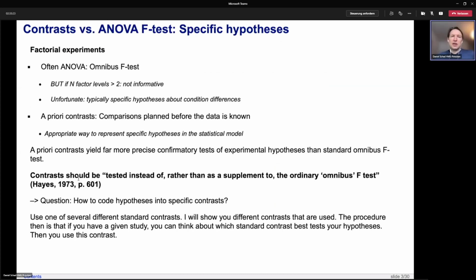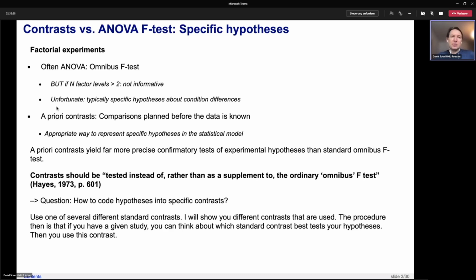So contrast versus ANOVA F-test. In factorial experiments, where you have factors, different groups that you compare with each other, the standard that has been used for many years is ANOVA, analysis of variance, the omnibus F-test, where you just test whether a factor is significant or not overall. However, if the factor has more than 2 levels, this omnibus F-test is not very informative. So you don't really know where the effect comes from.